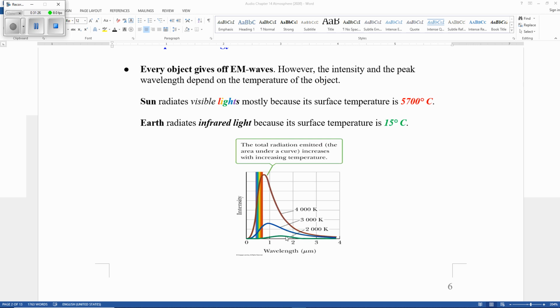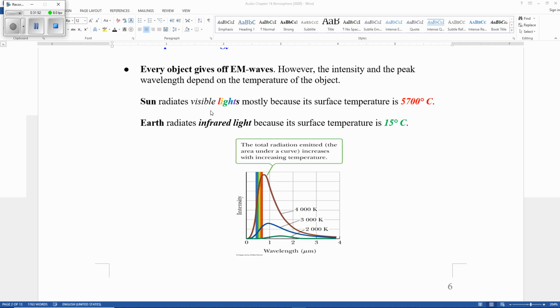2,000, you see the green. So now, what about the sun? The surface temperature of the sun is about 6,000 degrees, and inside it is like a million degrees. But the surface is about 5,700 degrees. At this temperature, you're going to see all the colors come out.